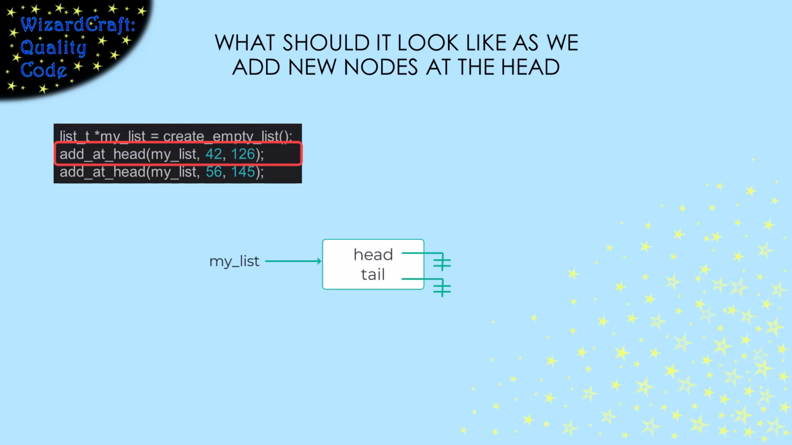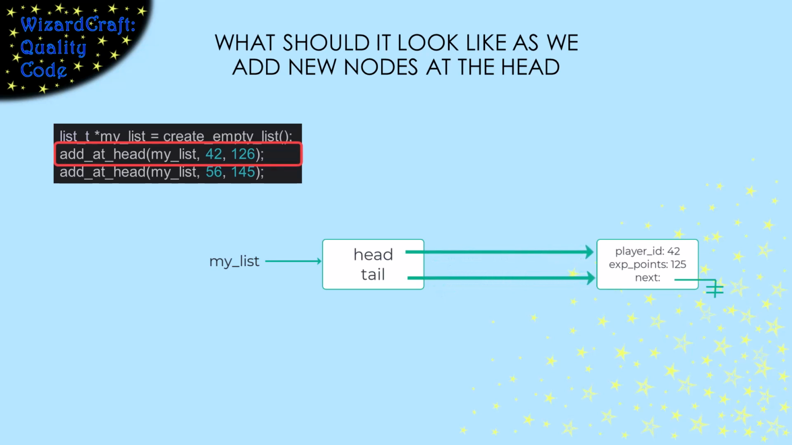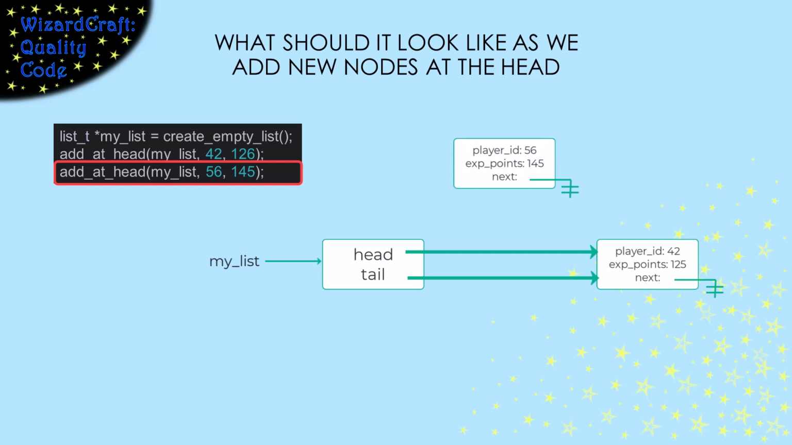When this code adds the first node, since the list is empty, we just have to make both the head and tail pointers point at the new node. When it adds the second node, we have to make a new node and make it point where the head is pointing, and then make the head point at the new node. You can see now our head node points at the first node in the list, which points at the second node in the list, and the tail node also points at the last node in the list.